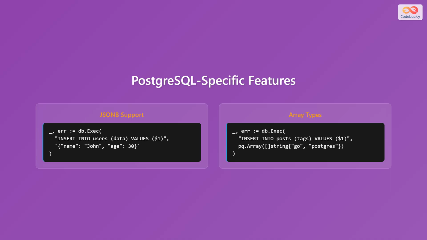github.com/lib/pq package. For example, _, err := db.Exec("INSERT INTO posts (tags) VALUES ($1)", pq.Array([]string{"go", "Postgres"})).